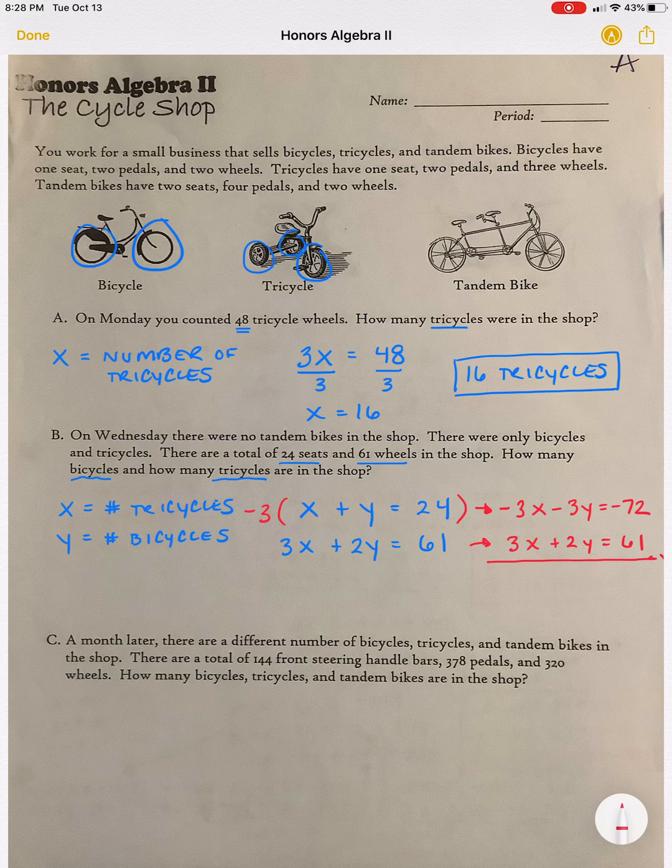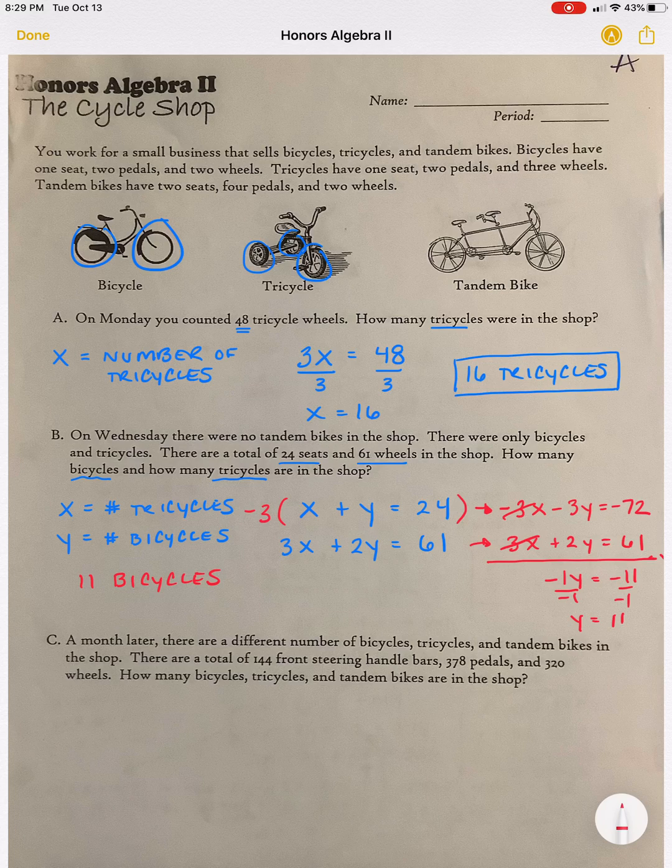Let's add our equations together, and the x's eliminate, and we get -1y is equal to -11. Divide both sides by -1, and that's where I came up with the number 11 bicycles, okay? Remember, it's not appropriate to leave it as y equals 11. Make sure you label your answer.